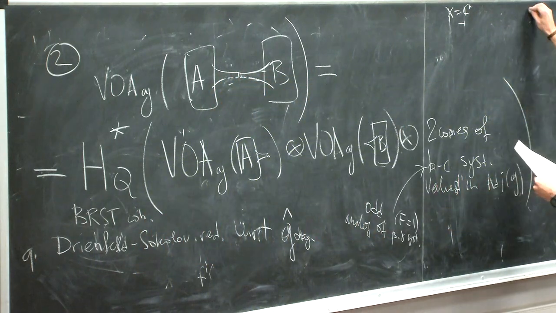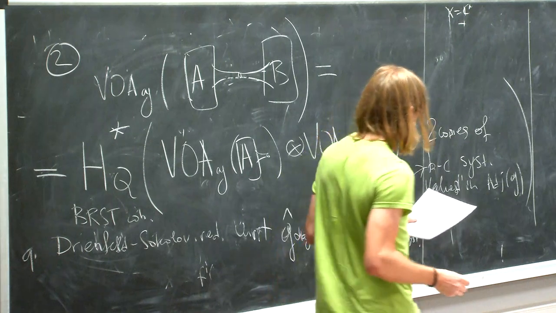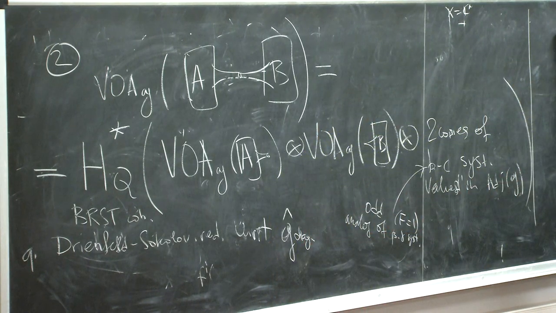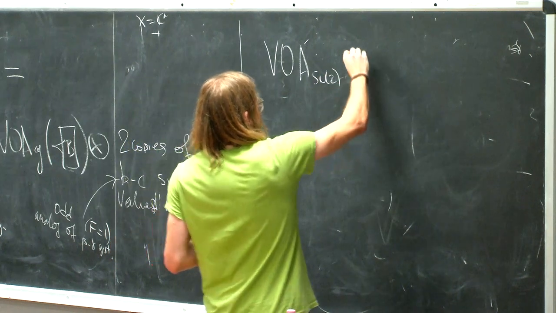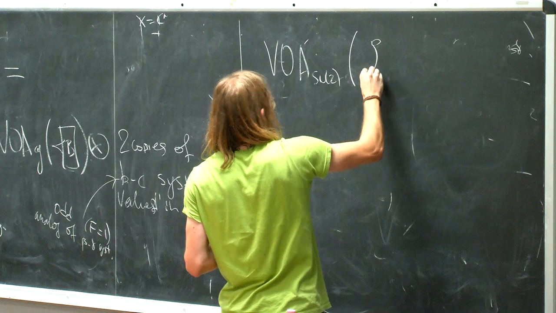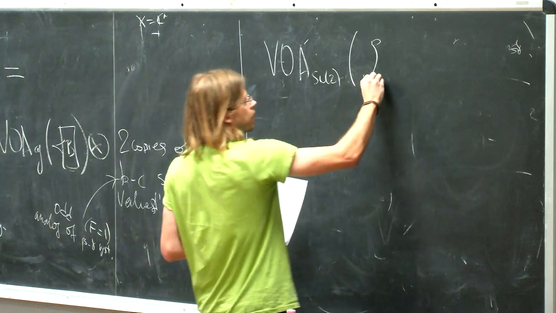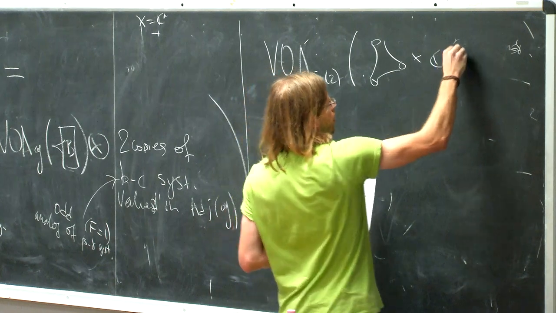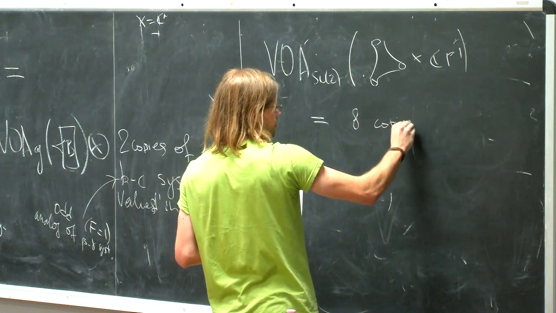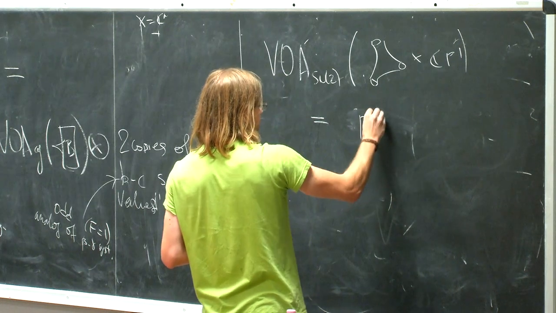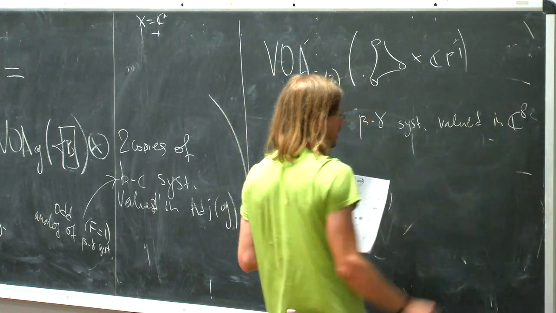And anyway, there is some procedure. But let me tell you something about the basic building block, for example, for SU2, so this is the Riemann surface times CP1. So this will be just 8 copies. This is a combination of the beta gamma system valued in C8. So the 8 copies.